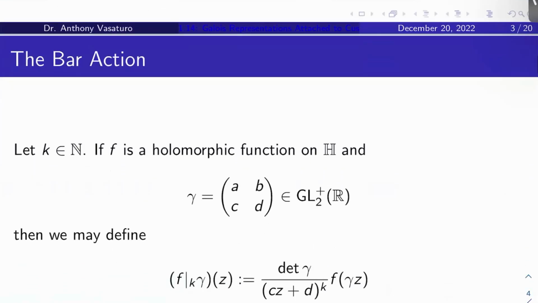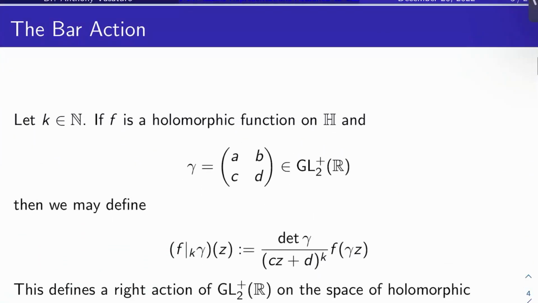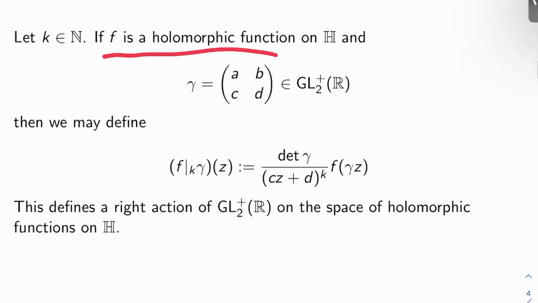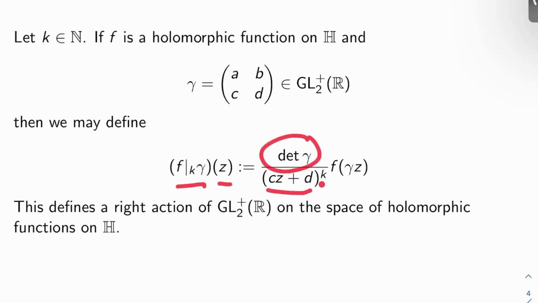All right, here's another action we want to know about, the bar action. Let k be a natural number. If f is a holomorphic function on H and γ with entries a, b, c, d is in GL2+(R), we can define f bar_k γ of z to be the determinant of γ over (cz + d) to the k times f of γz, where γz was defined on the previous slide. This is, well, this is easy to see, but this is a right action of GL2+(R) on the space of holomorphic functions on H, and I'll call it the bar action.